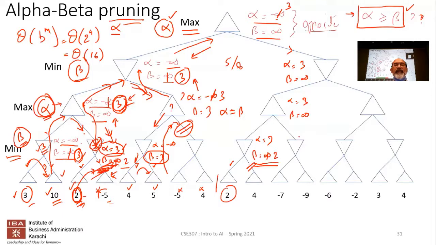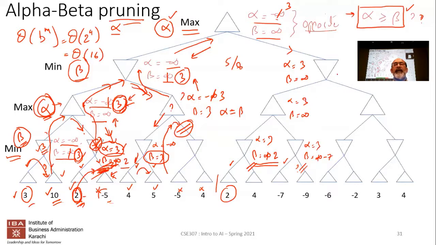So is alpha greater than beta? No. So we're going to evaluate. We're going to keep going downwards. So alpha is equal to 3, beta is equal to infinity. And then beta is going to become -7 over here. We're going to evaluate this portion. And then the question is, are we going to evaluate this? No, because alpha is greater than beta. We're going to go upwards again. We're going to evaluate alpha, and alpha will remain as 3.